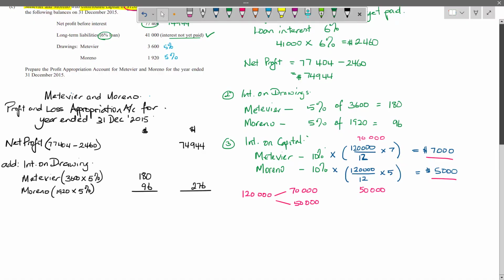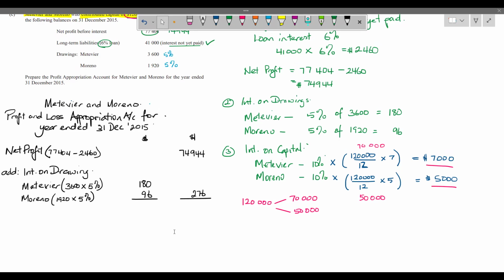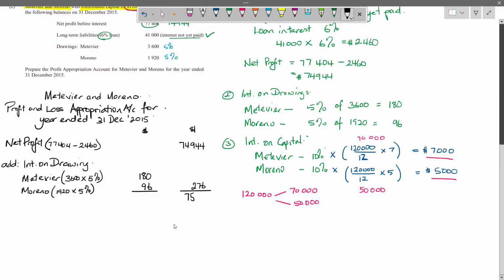Right, if I add that, let me see what I get. Plus 74,944. We're getting a total of 75,220. From this, we want to subtract our interest on capital.